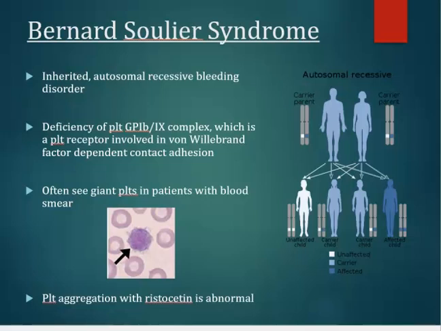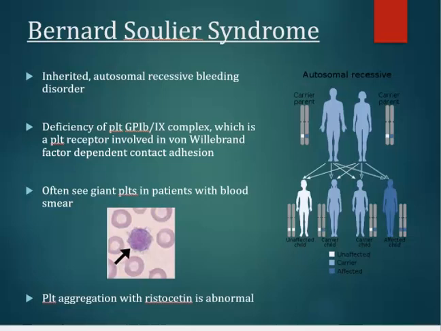GP1B-IX-V complex. This is a glycoprotein platelet receptor, okay, which is involved in the von Willebrand factor dependent adhesion. Remember, part of the platelet function is adhesion, being able to stick together. Often with these patients, you see giant platelets in a blood smear. Usually with this syndrome, the platelet aggregation with ristocetin is abnormal, and ristocetin is an assay that measures platelet aggregation with the help of von Willebrand factor.